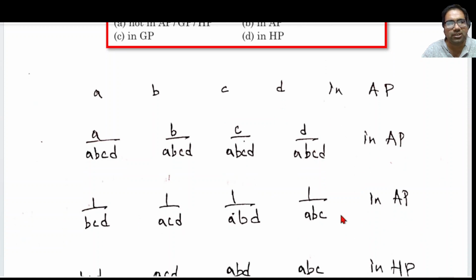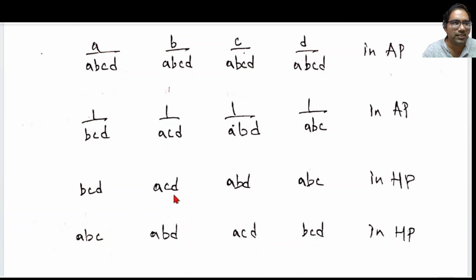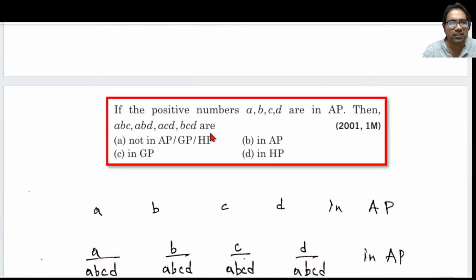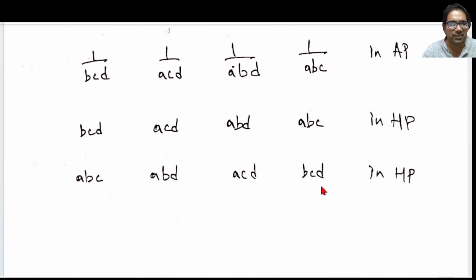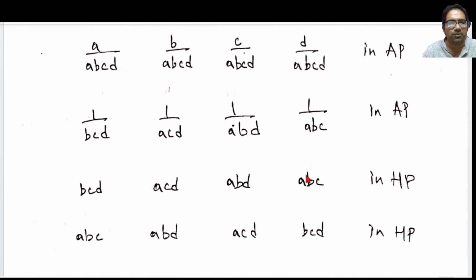If these are in arithmetic progression, obviously the reciprocals will be in harmonic progression. That means BCD, ACD, ABD, ABC are in harmonic progression. If these four are in harmonic progression, then taking the order from right to left, they are also in harmonic progression. So ABC, ABD, ACD, and BCD are also in harmonic progression. That is the answer. Very simple, right? These four are actually in harmonic progression.